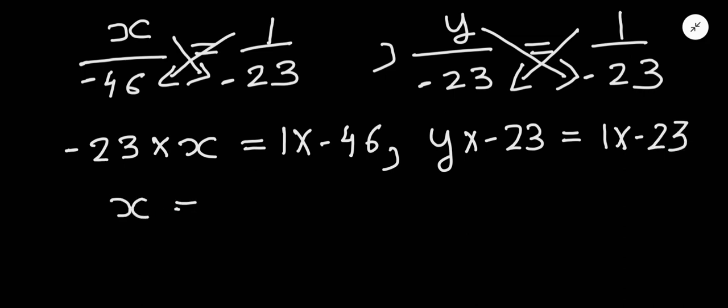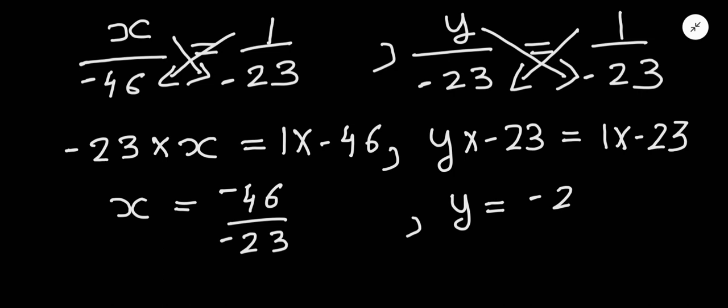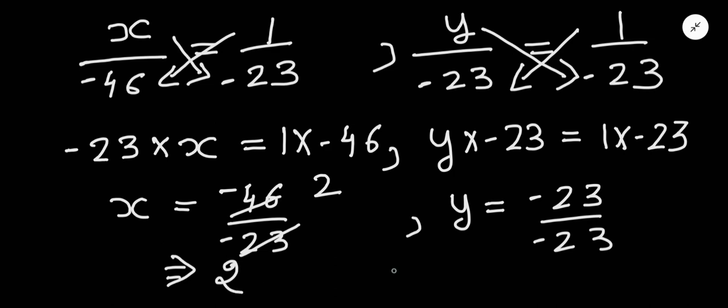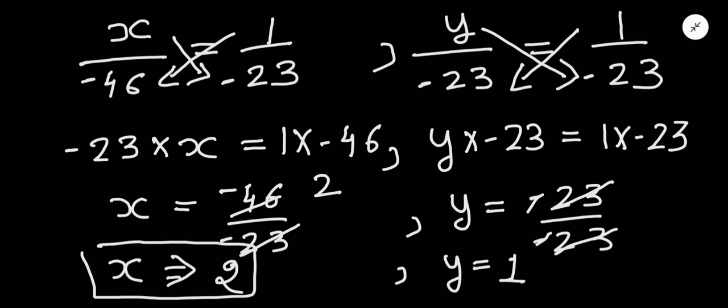So x will be equal to minus 46 upon minus 23, and y will be equal to minus 23 upon minus 23. So we know 23 into 2 is equal to 46. So x is 2 and y is, so 23 and 23 cut each other, so y is equal to 1. So the final solution is x is equal to 2 and y is equal to 1.